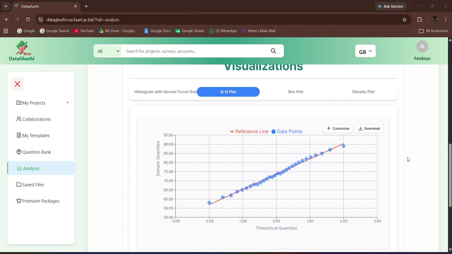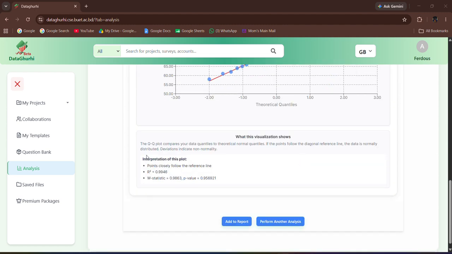As you can see, the points lie close to the diagonal reference line. It indicates that the sample quantiles closely match the theoretical quantiles of a normal distribution. Here is the interpretation of the plot.